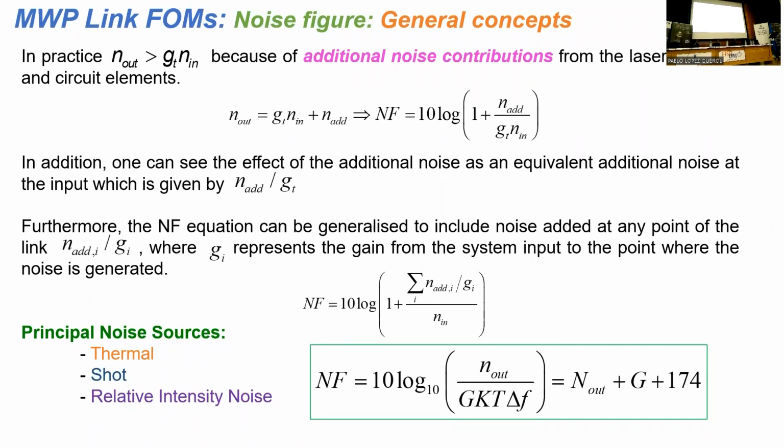So just to give you a grasp of this, N out is usually around minus 140 dBm. G, as we said, is, let's say, minus 10. So that makes minus 130. So this summed to 174 is plus 24 dB of noise figure. Usually the noise figures range from 10 to 20 something dB. Okay, so that's the end.